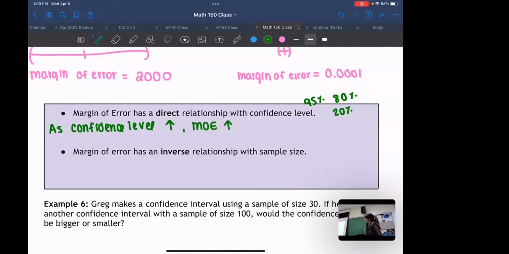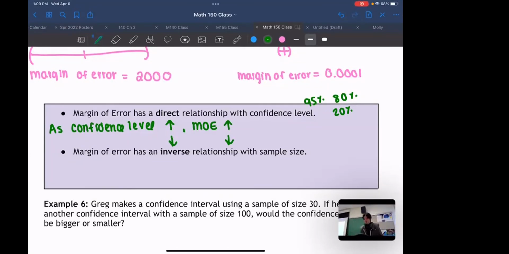Okay. What do you think happens when we decrease the confidence level? Margin of error will decrease. Good. Okay, so basically, whatever the confidence level does, the margin of error, or the size of the interval, will do the same thing. Any questions so far?